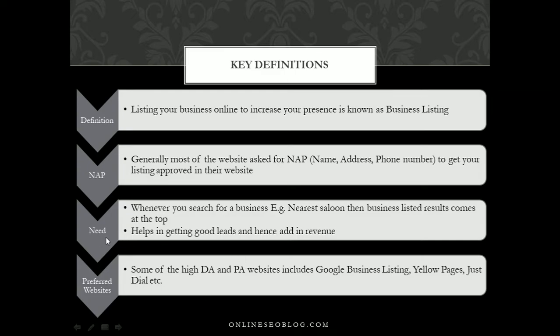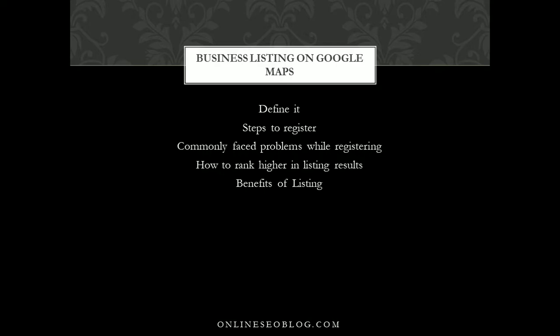The need and the advantage that you get over having your own website is that once you have your own website, you have to do its SEO, search engine optimization, as well, to get on the top results. However, in case of business listing, websites like Google business listing, Yellow Pages, and Just Dial have good domain authority and page authority and rank quite high on the search engine result page. So if you list your business over there, you can easily get a boost in your online presence. Instead of investing in your website, invest in business listing websites. Sometimes they will easily give you good leads and add to your revenue. Let's get started with the next aspect, the business listing on Google Maps.